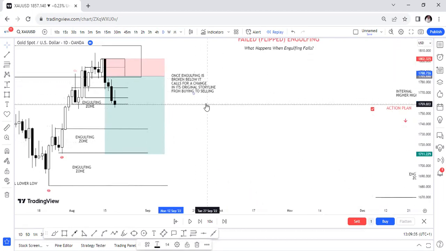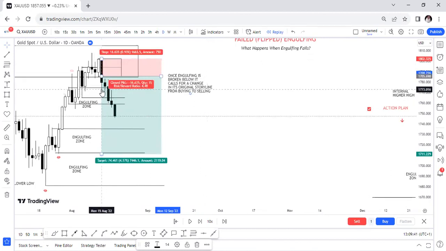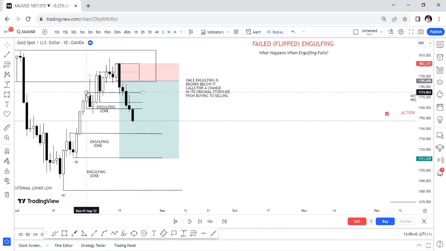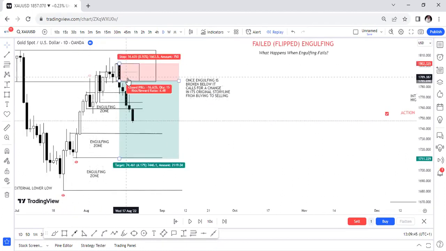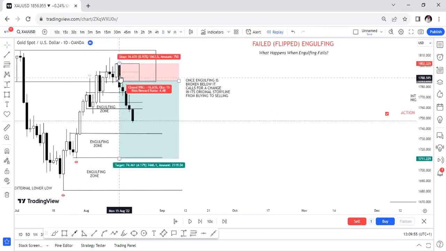So once an engulfing is broken below, it calls for a change in its original storyline. That means you were to sell before. So your confirmation in selling will start from here because this place has been broken below. This is a bullish engulfing pattern, right? Instead of moving higher, it starts coming downward.